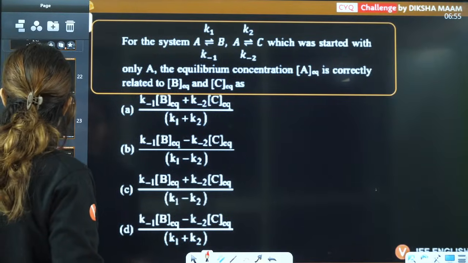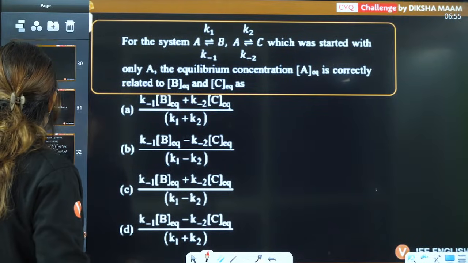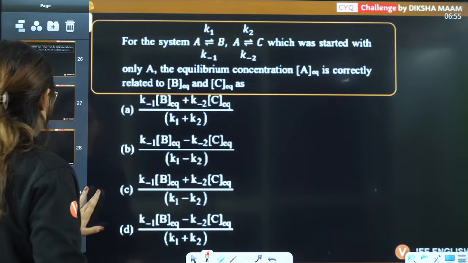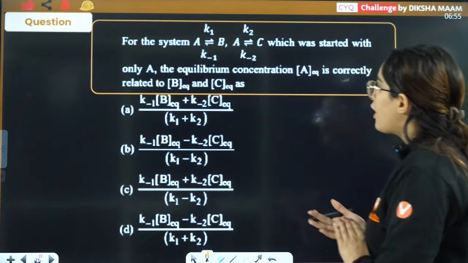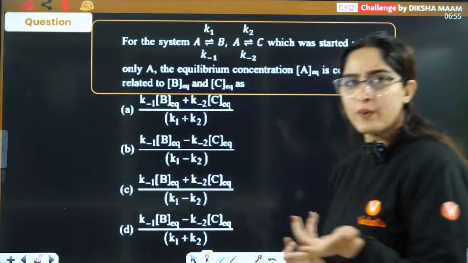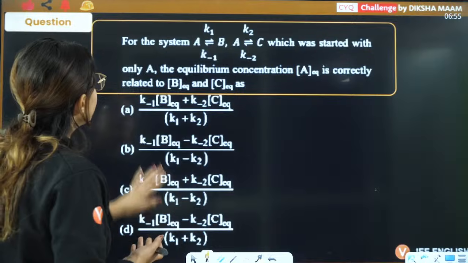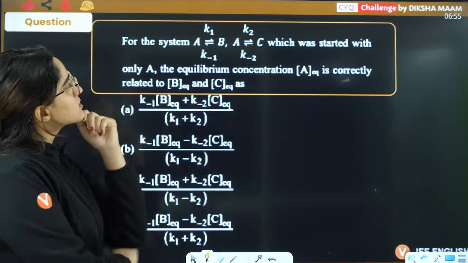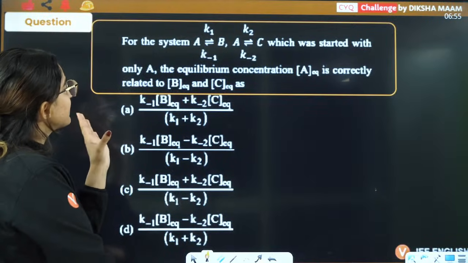Acha, now let's do this question. I think 2-3 questions we are left with. Let's do that. Now this question is also a different question, right? But they can ask you this kind of question in the exam. For this system, this and this system is given, which was started with only A. So it was started with A.